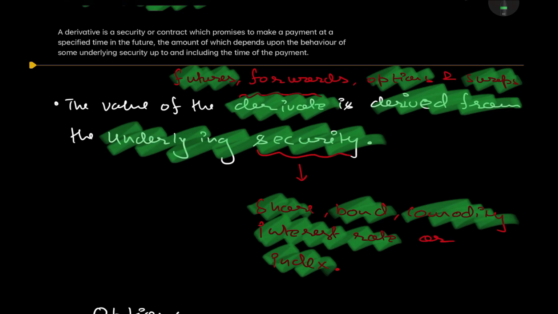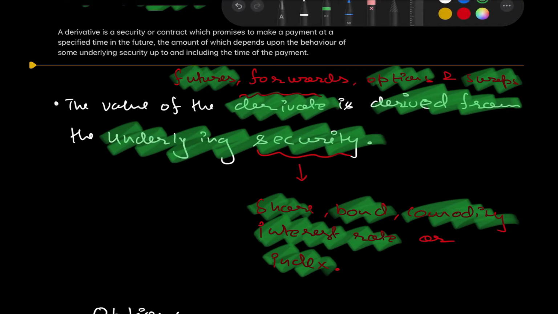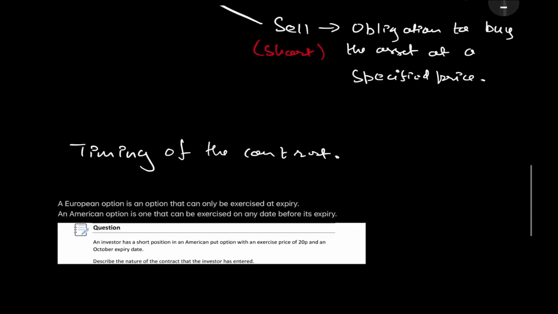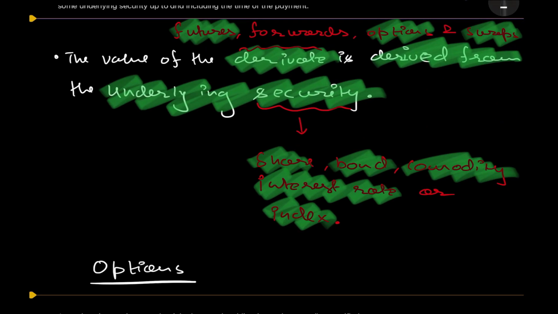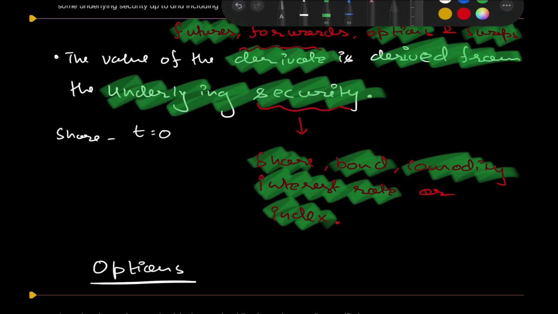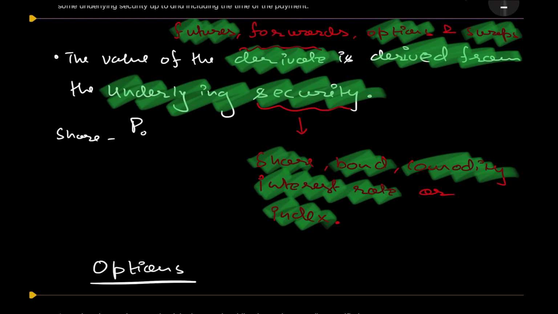So what is a future or a forward contract? I'll just give you a very simple example. So suppose the price of a particular share, I'm talking about the future of a share. Okay, so let's say the price at time 0 of a share, let's just call it P0 right now, is equal to 100 pounds. Okay, so this is the price of a share.